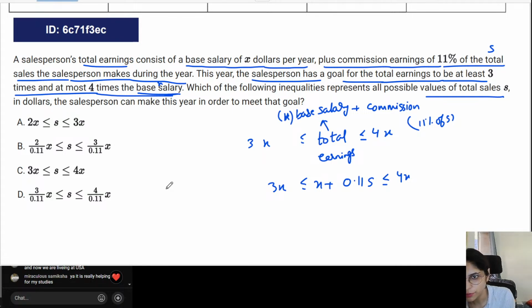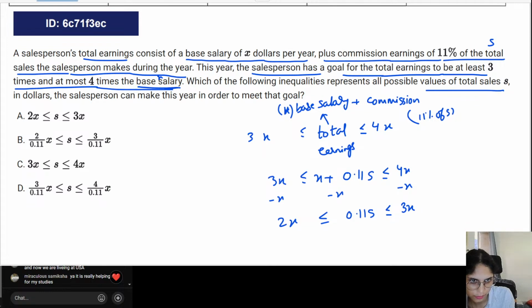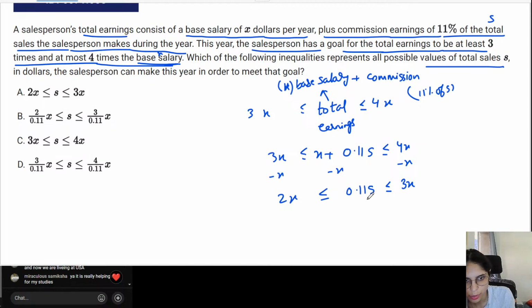Now you have to solve for S. So here you can't use decimals. So you subtract X on both sides. You have two variables. And now you divide by 0.11 on all three sides. So whatever you're doing, you have to do on all three sides. So 2x over 0.11 should be less than or equal to S, which should be less than or equal to 3x over 0.11. Option B is your answer.